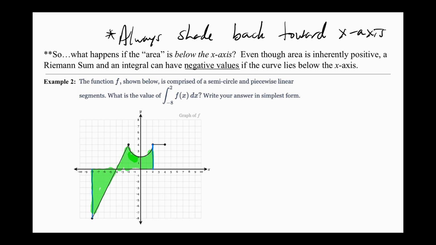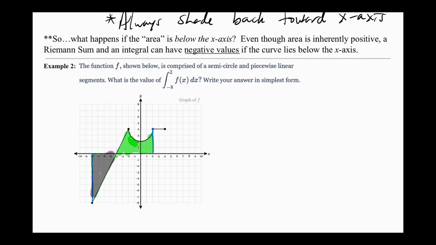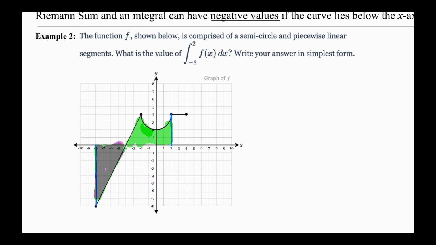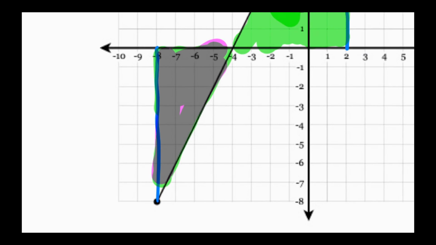So anything below the x-axis, probably should have shaded a different color. Let me shade it a different color. So the dark part is area, but it's a negative area. So whatever I get is going to be a negative answer. And I'm going to add that with the positive part. Okay, so let's find area of this guy first. Dark part first.